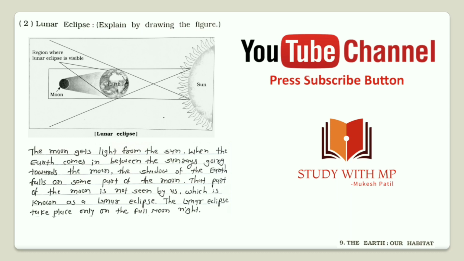Question number 2, lunar eclipse. See the figure. Answer. The moon gets light from the sun. When the Earth comes in between the sun rays going towards the moon, the shadow of the Earth falls on some part of the moon. That part of the moon is not seen by us, which is known as the lunar eclipse. The lunar eclipse takes place only on the full moon night.